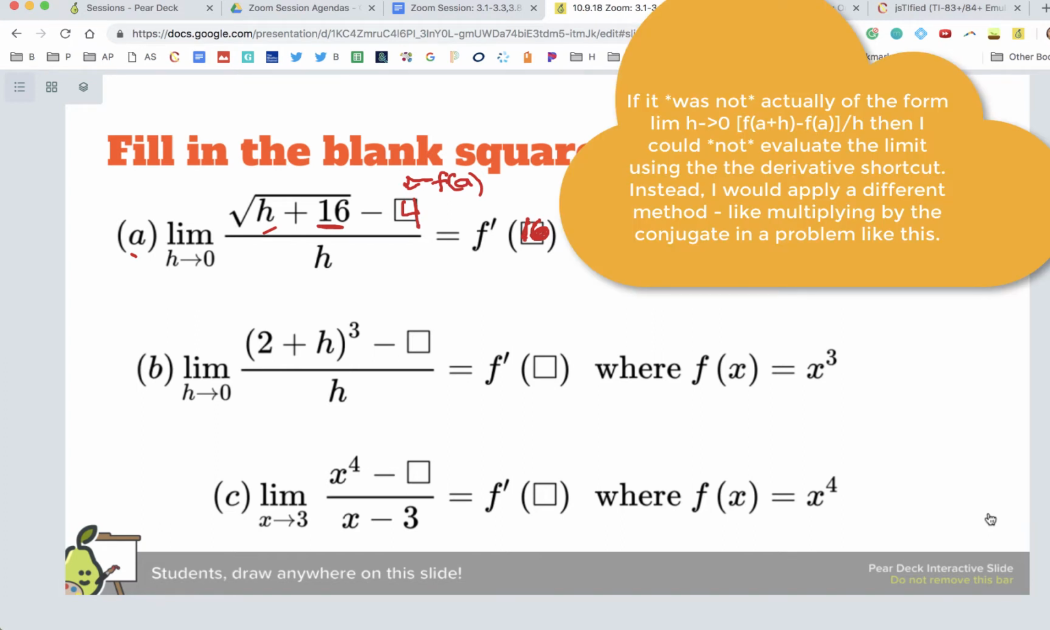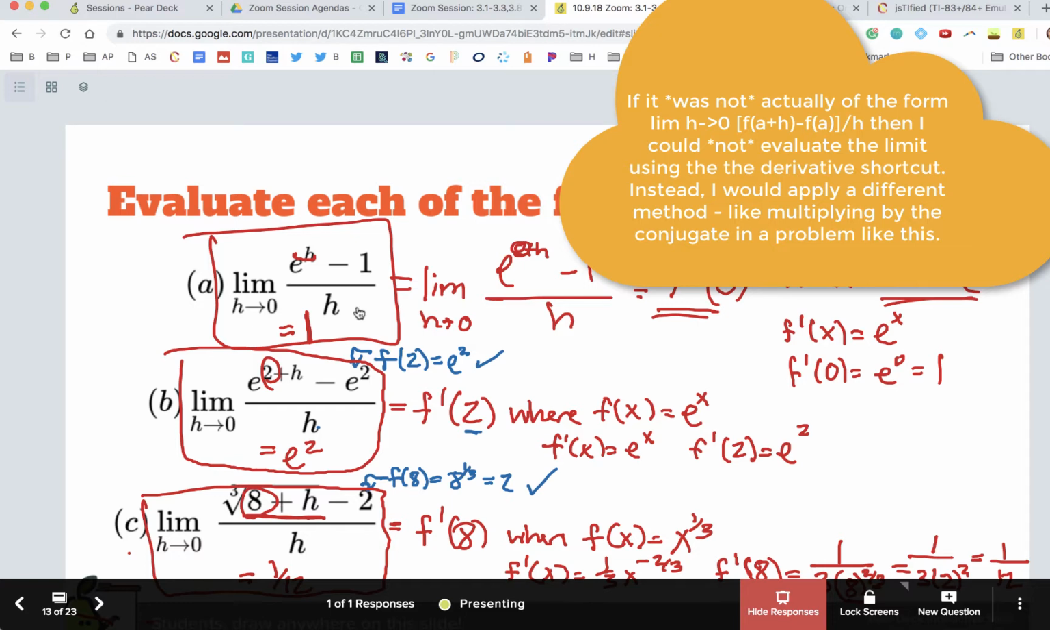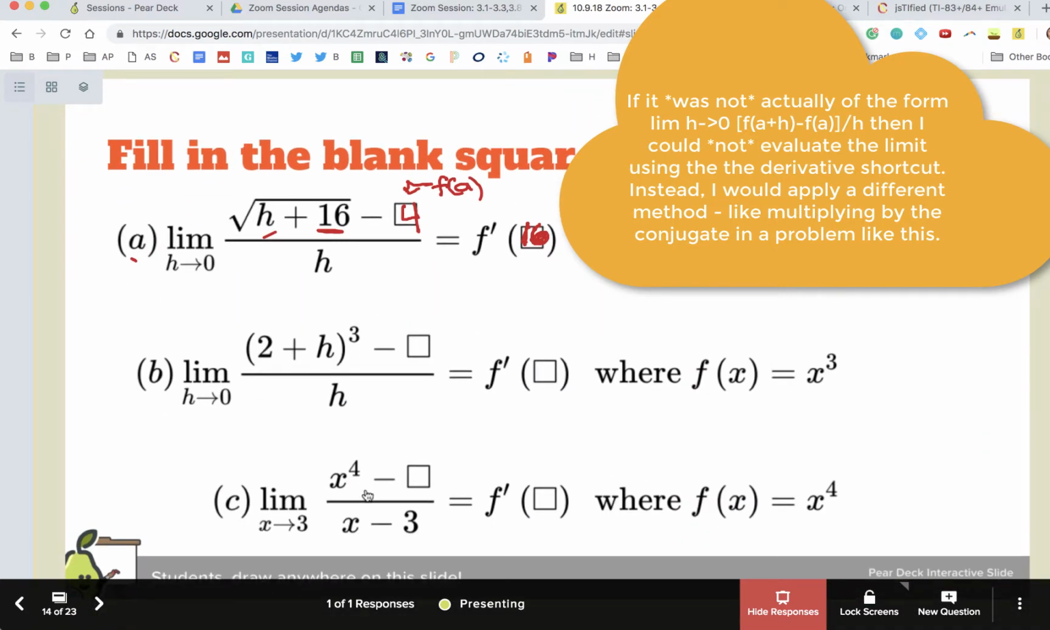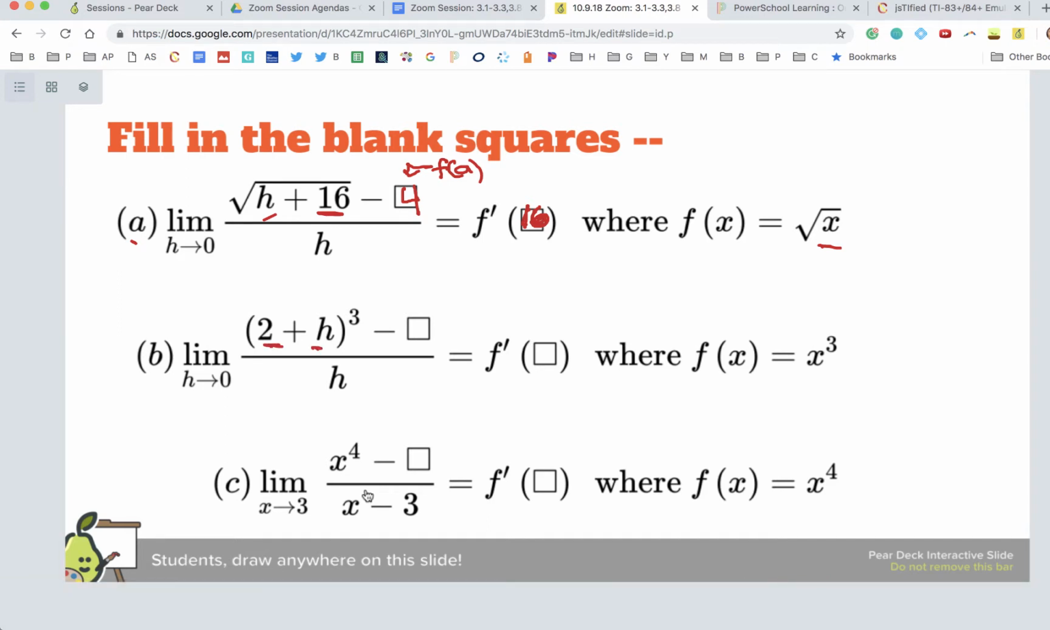If that wasn't a 4, if it was a 16, say, then the only way I could evaluate that limit would be to multiply by the conjugate like we did at the very beginning of the course. So I can only use the shortcut method that we were using here if they're of the proper form. So if this is actually the f of a there. Okay, so that's something to keep in mind. This next one, I have a plus h. So our a is going to be 2. And then our f of a is going to be 2 cubed. 2 cubed is 8.